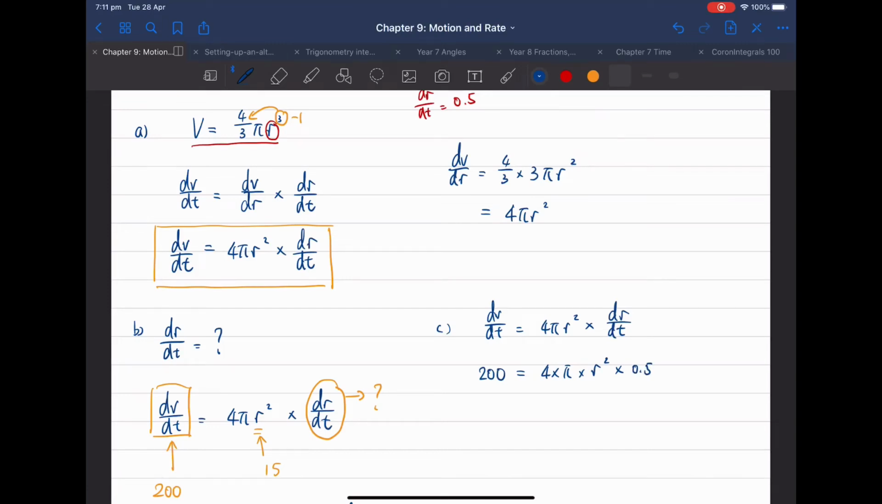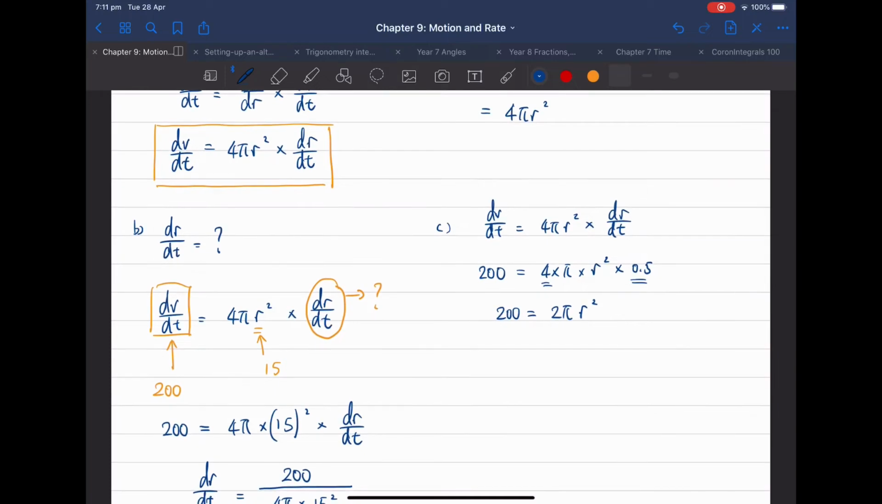So again, it's solving an equation. So that becomes 200 equals 4 times 0.5, which is 2, 2 pi r squared. Okay, and then r squared is equal to 200 over 2 pi. That r is equal to the square root of 100 over pi. So that's what r is.